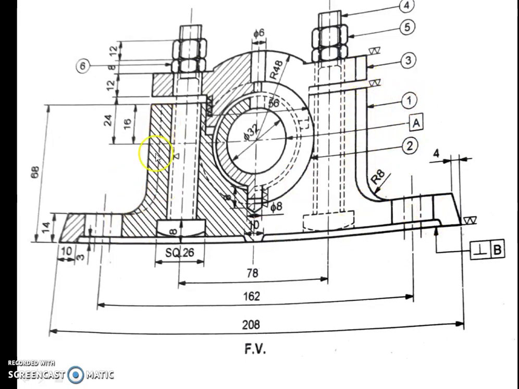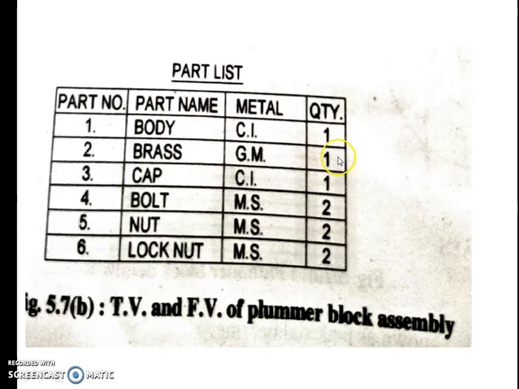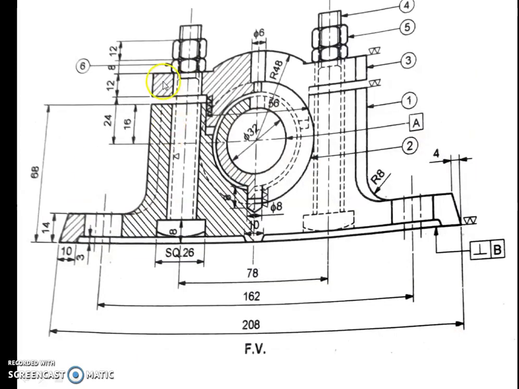This is the body of pedestal bearing. Part number 2, brass, that is made up of gun metal, having 1 quantity. Third part, cap, that is made up of cast iron, having 1 number.